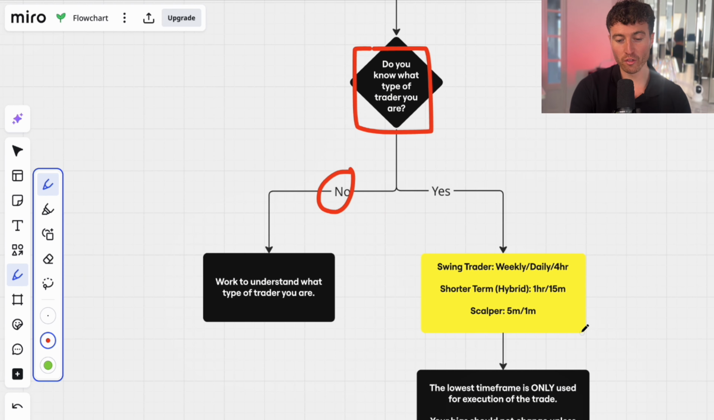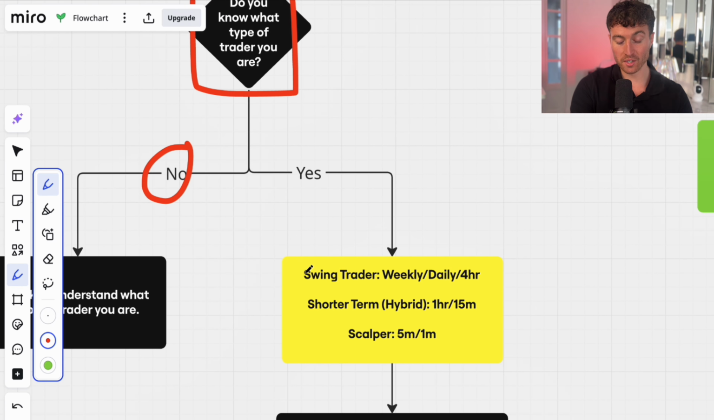However, these are the three types of traders. So as a trader, you primarily fit into these three buckets. Number one is a swing trader, where you're primarily analyzing on the weekly and daily, and you're executing on the 4-hour time frame. Number two is a shorter term or kind of hybrid style trader.